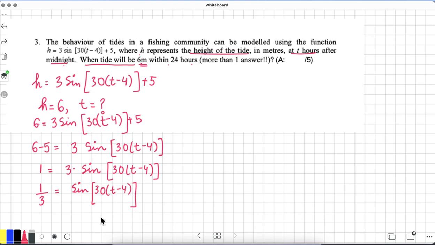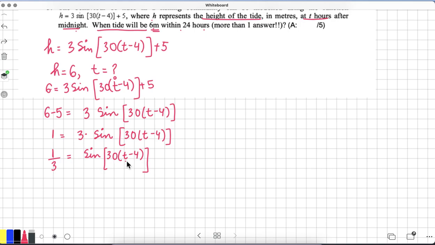Now notice one thing here. I want to find out the t here. But the thing is, this expression over there, this is the whole angle. 30 brackets t minus 4, that is the whole angle. Because it's really big, just to make things easier, this whole expression here we can take as x. So we can say x will be 30 brackets t minus 4. That means it's going to be 1 over 3 equals sine, and we are replacing this one here with the x. And now we just need to solve for the x here.